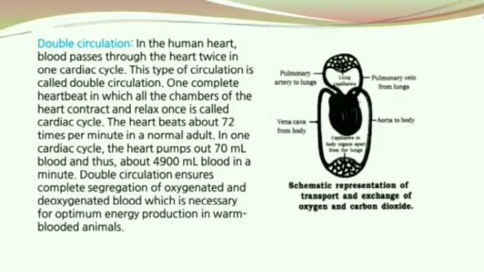The heart beats about 72 times per minute in a normal adult. In one cardiac cycle, the heart pumps out 70 ml of blood, and about 4,900 ml of blood in a minute. Double circulation ensures complete segregation of oxygenated and deoxygenated blood, which is necessary for optimum energy production in warm-blooded animals.